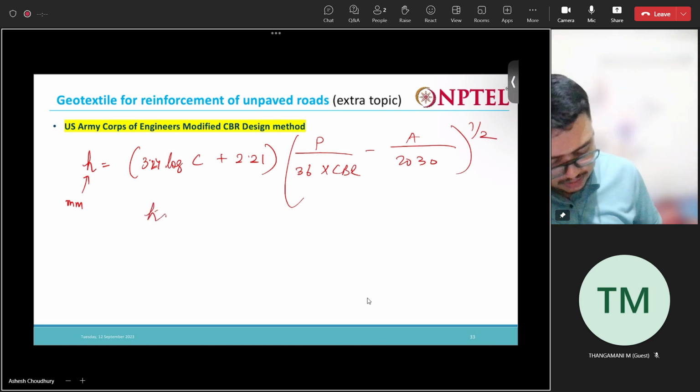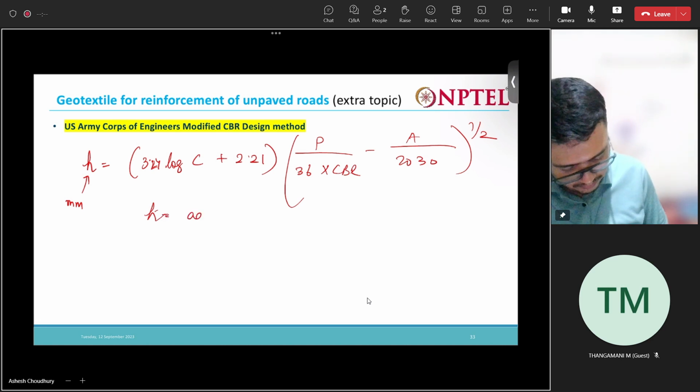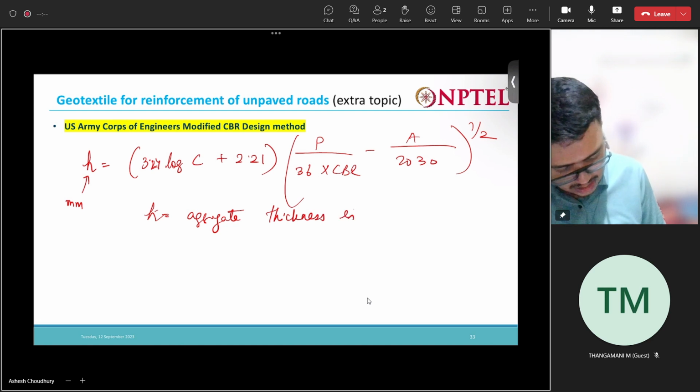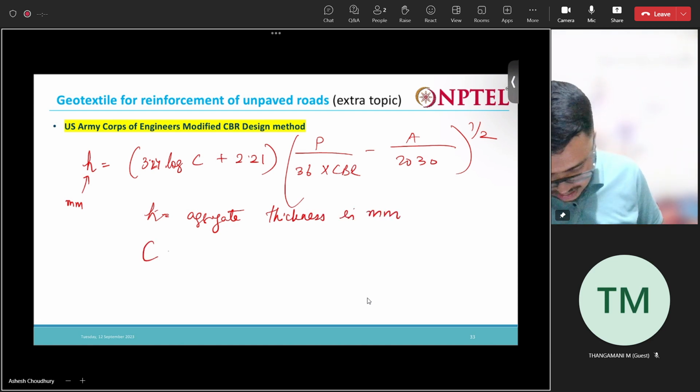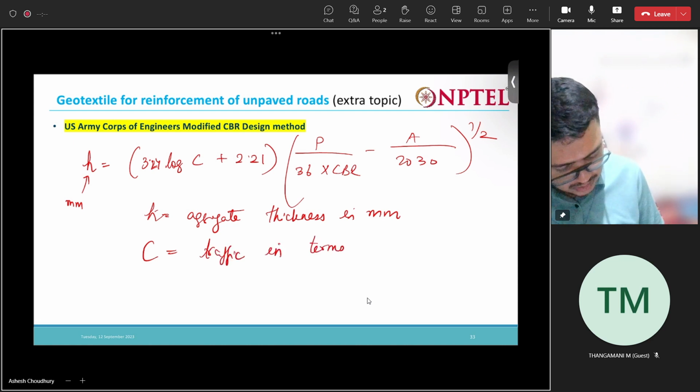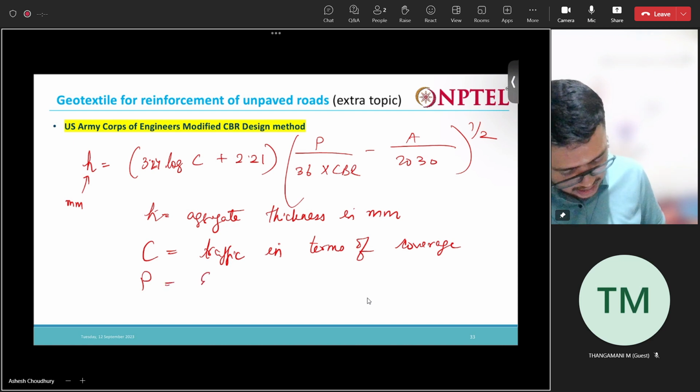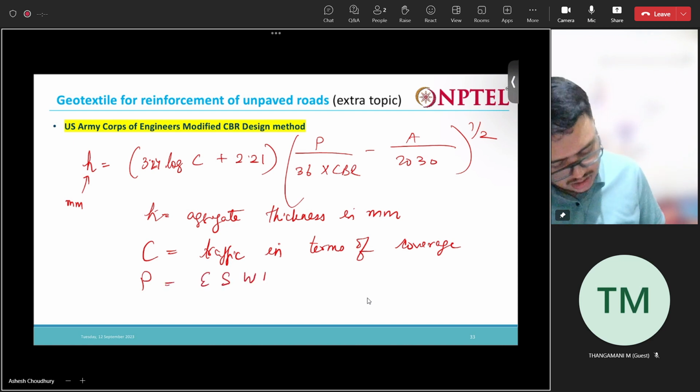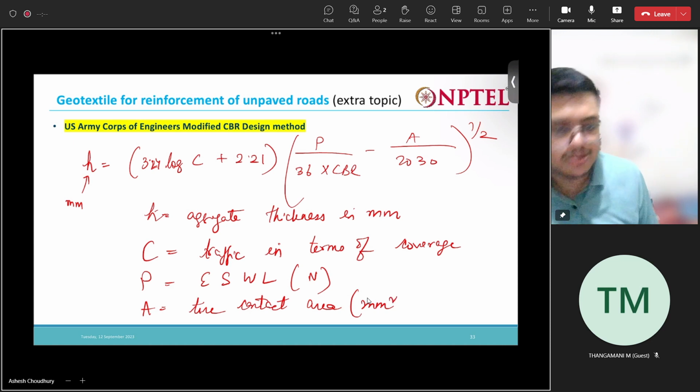So H is the aggregate thickness in mm. C is the traffic in terms of coverage. P is the equivalent single wheel load in newtons. Okay, A is the tire contact area in mm square.